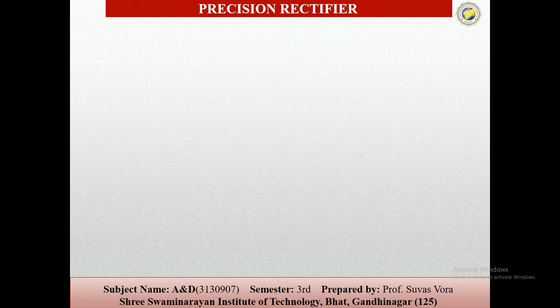Now the last topic of the chapter is precision rectifiers. Recall from basic circuit principles that a rectifier circuit can be implemented with diodes, as a half wave rectifier or full wave rectifier. The major limitation of these circuits is that they cannot rectify a voltage below the diode voltage. We know the diode voltage is 0.7 volt, which is called the cut-in voltage of the diode.